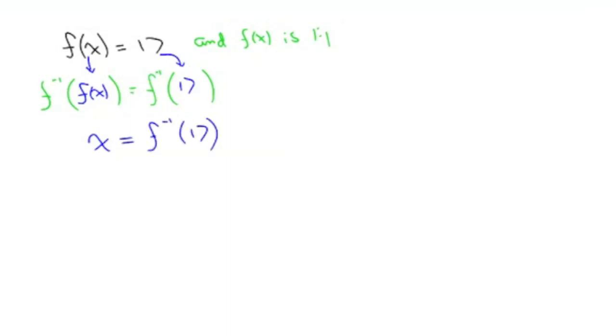I said it was x. I wanted the answer. The answer is f inverse of 17. I got x by itself. So its solution is the inverse function evaluated at 17. The problem is, I have no idea what that is. But this method allows me to solve for x. I'm very confused. I know.